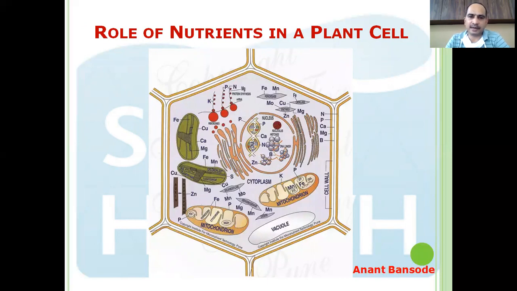We can see a plant cell on this slide. Let us take the example of mitochondria, which is roughly at the center of this cell. Mitochondria is called the powerhouse of the cell. If you look at mitochondria, you can see potassium, manganese, ferrous, and phosphorus are required for the activity of mitochondria. If one of these nutrients is absent, it hampers the activity of mitochondria, and indirectly it hampers the growth of the plant.